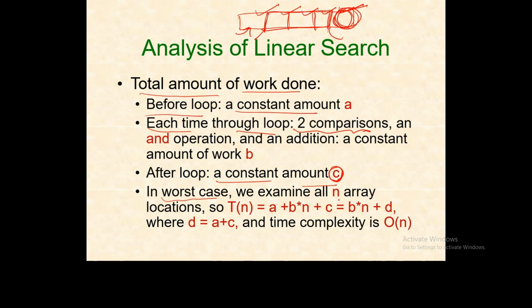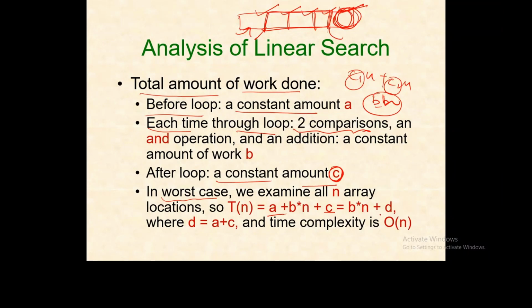So in the worst case, we examine all n array locations. So T of n will be: this is the constant time before the loop, this is the constant time after the loop, and this is the work done in the loop, b into n. Basically, let's suppose the first comparison operation is executing c1 n times, the second one is executing c2 n times. We combine these, c1 plus c2 is converted into another constant, b. So it is bn. So T of n equals the before-loop part, plus the work within the loop, plus the after-loop part. Now these constants we are combining: a plus c is converted to another constant, d, and it is bn. So T of n equals bn plus d.